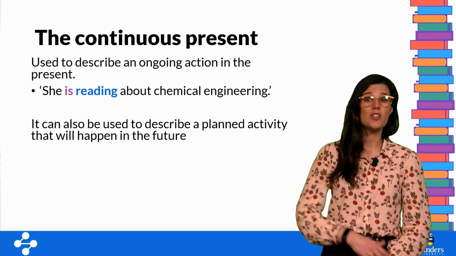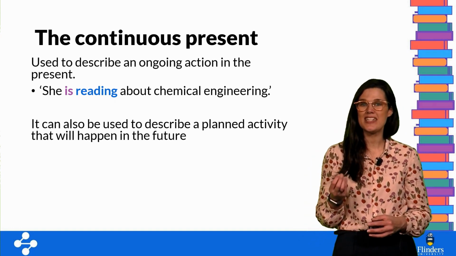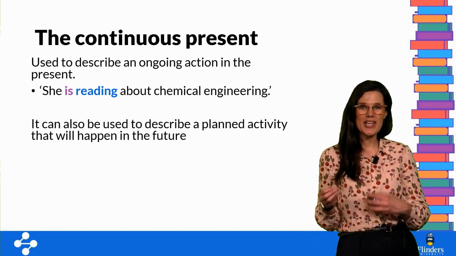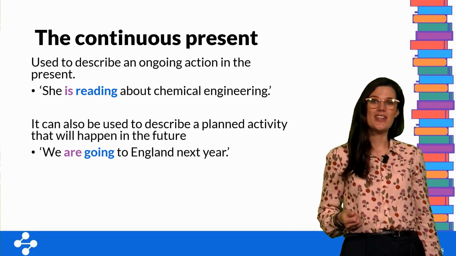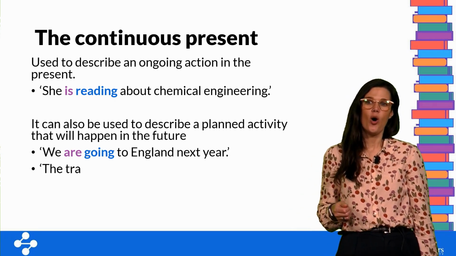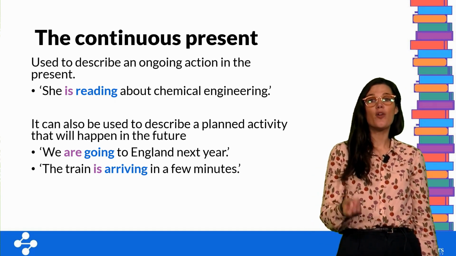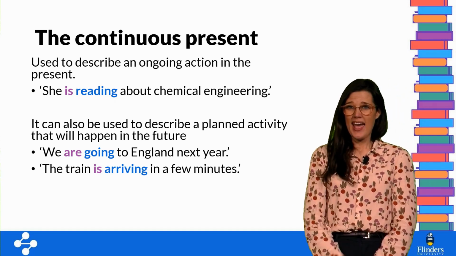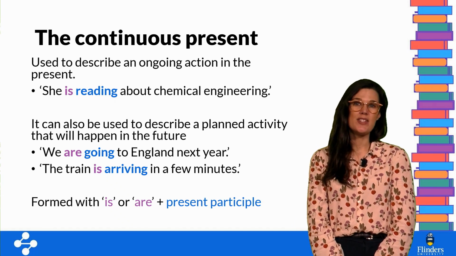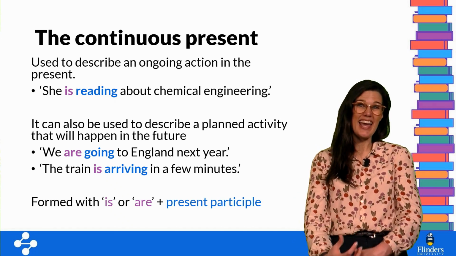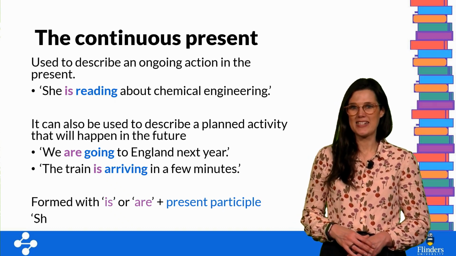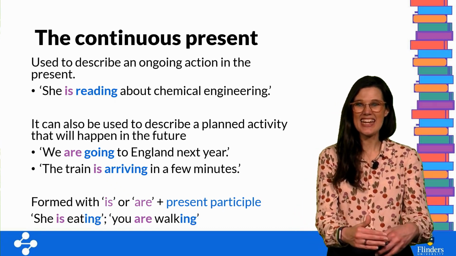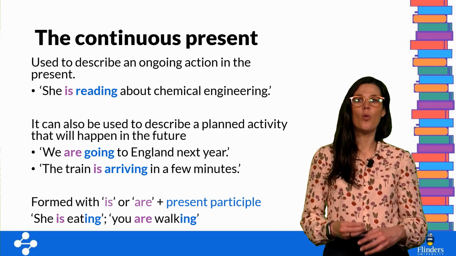It can also be used to describe a planned activity that will happen in the future. So again, something that is scheduled or definite. We are going to England next year, or the train is arriving in a few minutes. And we form the continuous present by using the verb to be again in its present tense form, is or are, with the present participle. So she is eating, or you are walking.